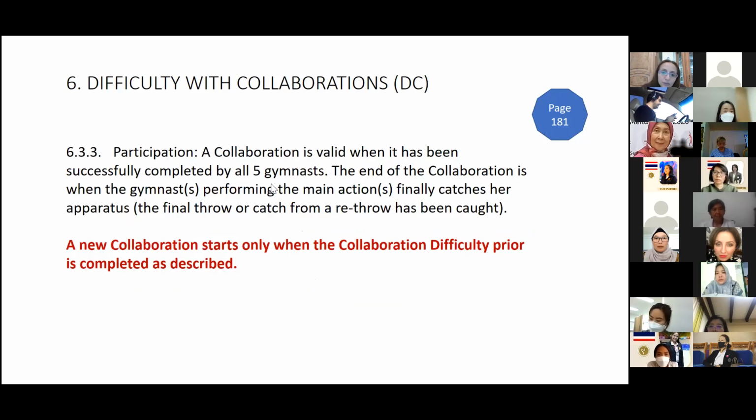How do we evaluate collaborations? And this is very important, because now we can see collaborations overlapping other collaborations. The judge doesn't know how to start, how to end, where is the beginning of this collaboration, where is the end of the other collaboration. It's a mix. So a collaboration is valid when it has been successfully completed by all 5 gymnasts. When do we say this is the end? When the gymnast performing the main action, who is rotating, who is catching the 2 apparatus, finally catches her apparatus. The final throw or catch from a rethrow has been caught. So I cannot start to evaluate another collaboration until the main gymnast, who is making the main action, has finished and caught the apparatus.